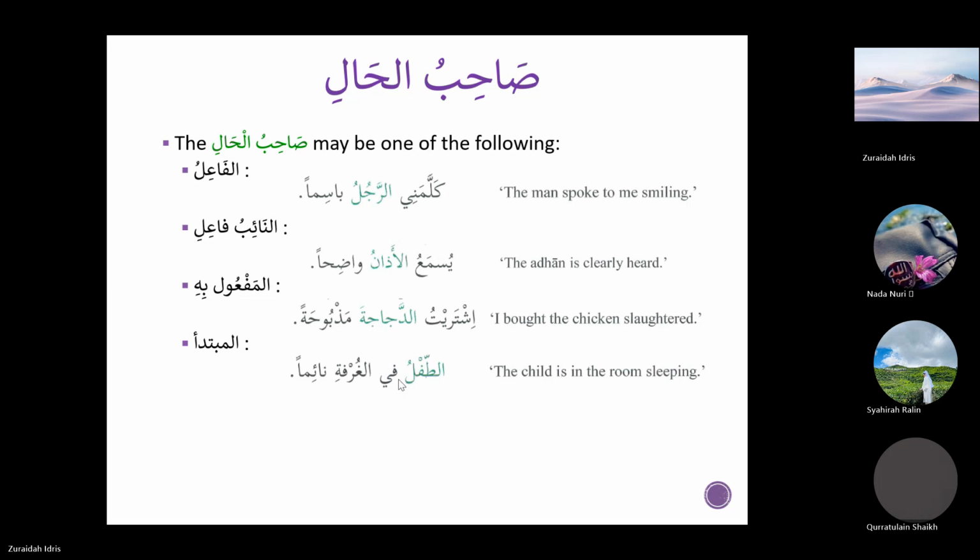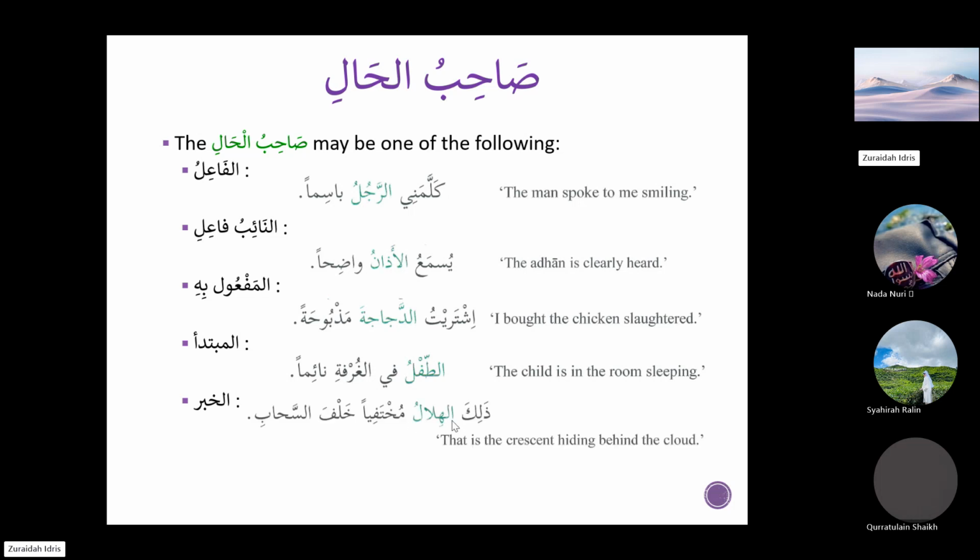Mubtada. So, al-tiflu fil-ghurfati na'iman. Ghurfah is a room. Na'iman is sleeping. Or it could be a khabar, like in this case, when you have an isim ishara followed by alif lam, there is an is here as well.